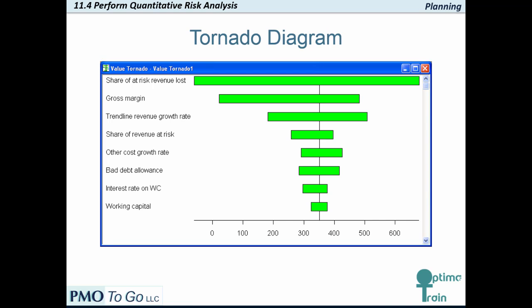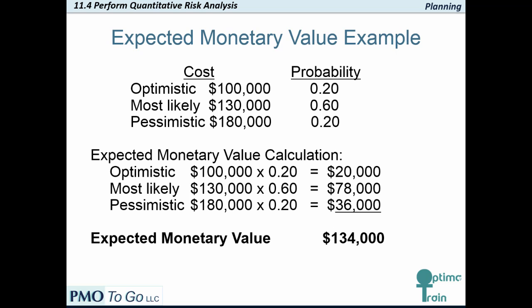This is a tornado diagram. It looks a little like a tornado, right? It shows the sensitivity of the outcome to the various factors listed. This chart shows calculation of expected monetary value. Basically, the formula is probability times impact summed over the different scenarios.